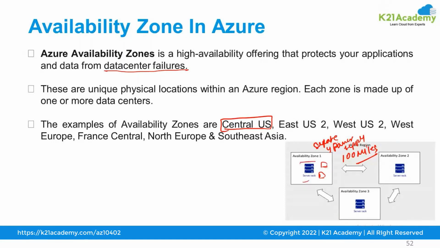That is one availability zone I'm talking about, right? Examples of regions with availability zones are Central US, East US 2, West US 2, West Europe, France Central, North Europe, Southeast Asia. So these are the regions in which you have availability zones available. Apart from these regions, give or take a few, other regions don't have availability zones. You have data centers, but you don't have the availability zone feature, right?